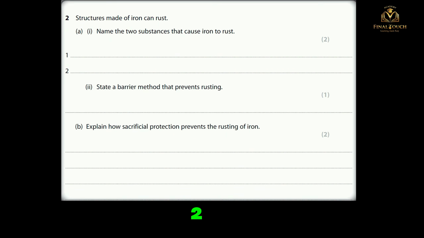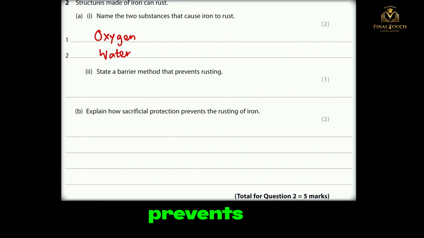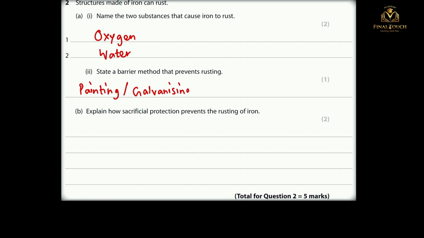Coming on to question 2, it tells us structures made of iron can rust. Name 2 substances that cause iron to rust. So we know one of them is oxygen, the other one is water. State a barrier method that prevents rusting. There are multiple answers for this. You can mention about painting, galvanizing, electroplating. There are some other answers that are accepted as well.